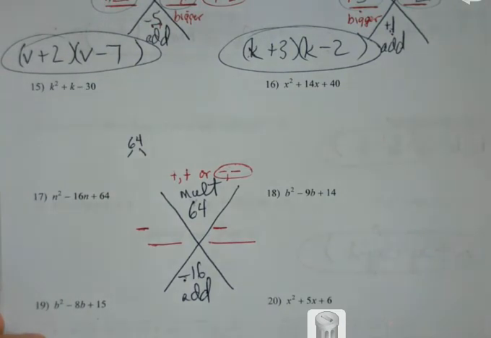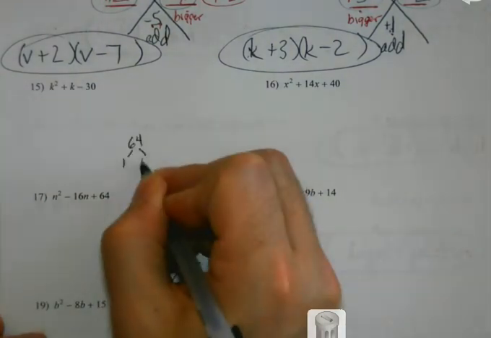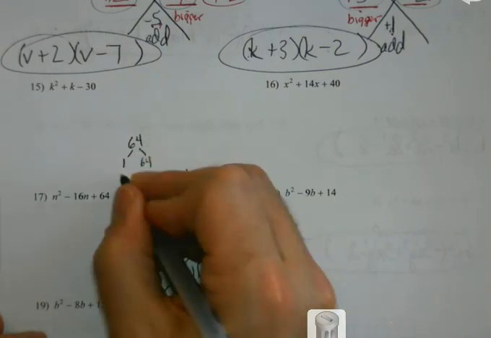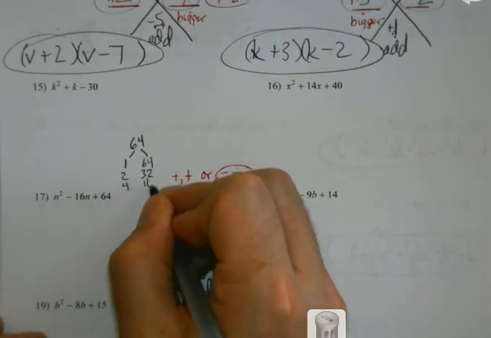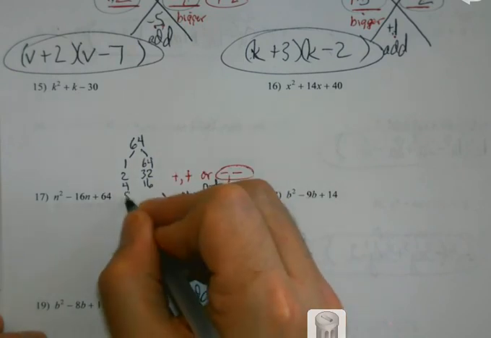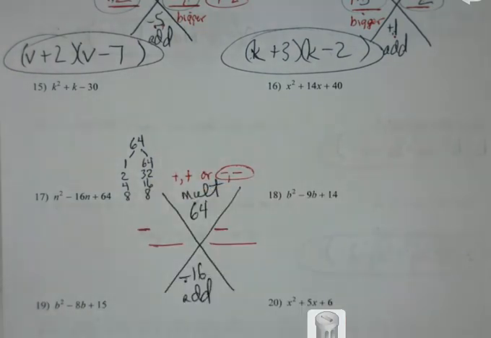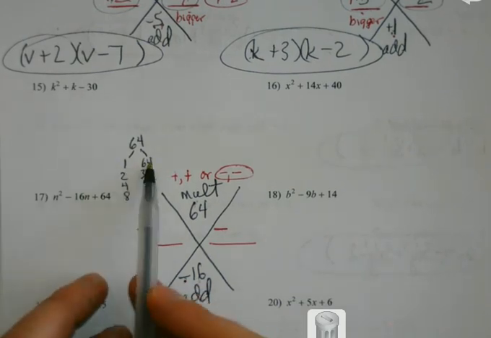now 64 has a ton of options. 1 and 64 would work. 2 and 32 would work. 4 and 16 would work. 8 and 8 would work. But remember, the key is those two numbers I have to be able to add or subtract to get to 16. 1 and 64, they're too far apart.